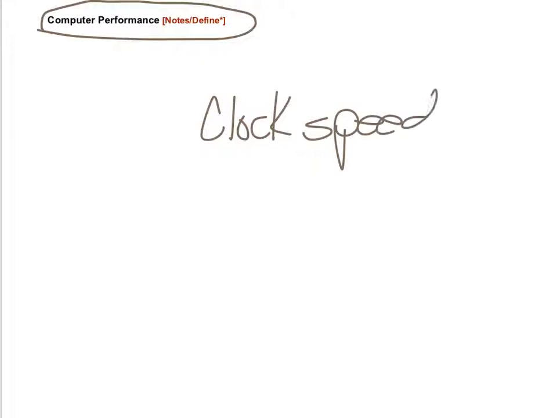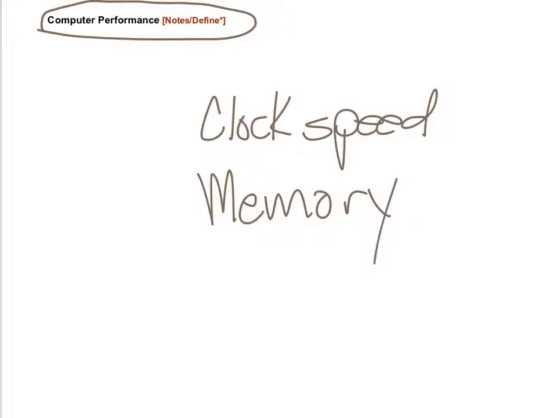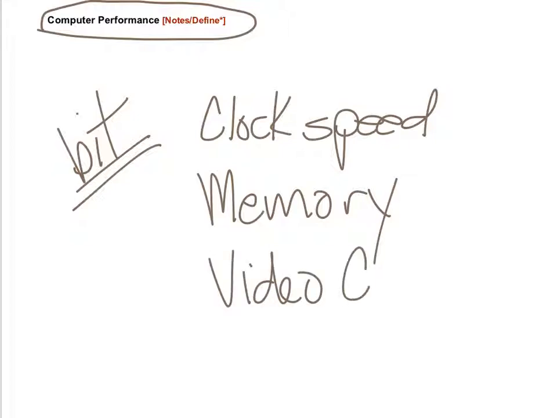Computer performance. That combination of the clock speed and the amount of memory, it's crucial. Also the 64-bit, the word size and the bus size. A 64-bit machine is going to run better than a 32-bit machine, and also depending on what you're doing, a video card could have a big effect, and so forth.